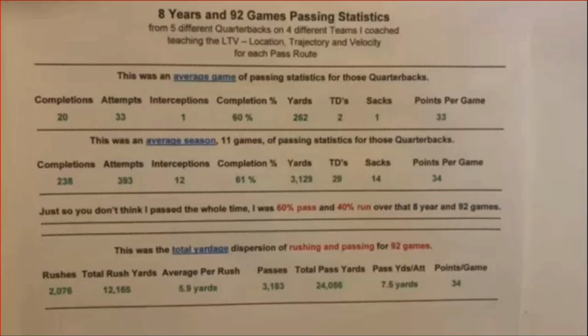And we still averaged 34 points a game, mixing that short passing game with a good running game. The point is, we could make the quarterbacks very efficient throwing the ball by giving them a location for each pass route and then allowing them to pick the right trajectory and velocity to complete their passes. So I encourage you to think about teaching your quarterback the location, trajectory, and velocity of throwing a football.